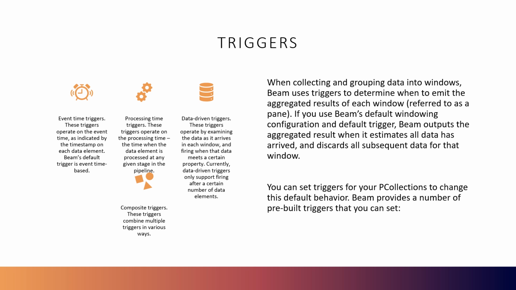Event time triggers. These triggers operate on the event time, as indicated by the timestamp on each data element. Beam's default trigger is event time based. Processing time triggers. These triggers operate on the processing time, the time when the data element is processed at any given stage in the pipeline. Data-driven triggers. These triggers operate by examining the data as it arrives in each window and firing when that data meets a certain property. Currently, data-driven triggers only support firing after a certain number of data elements. Composite triggers. These triggers combine multiple triggers in various ways.